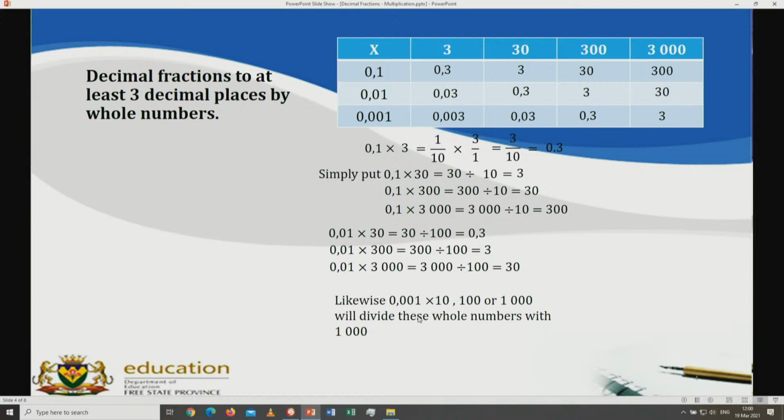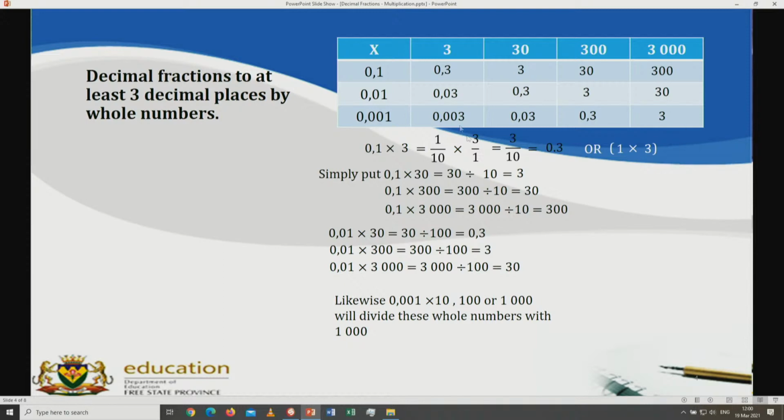And then likewise, when we are dealing with the thousands, then we are going to divide by thousands and all that. When we multiply 3, 30, 300, and 3,000. Now, look at this. 1 multiplied by 3.